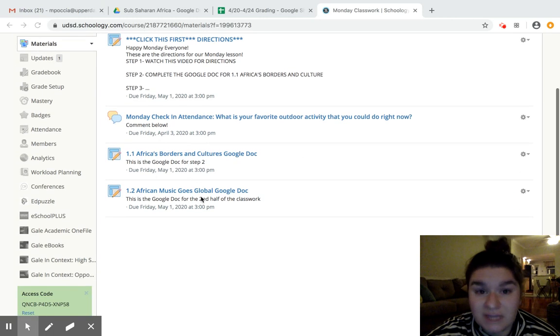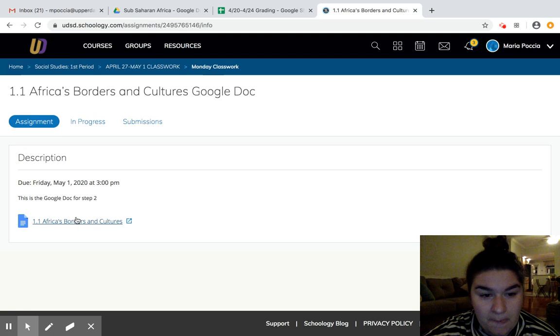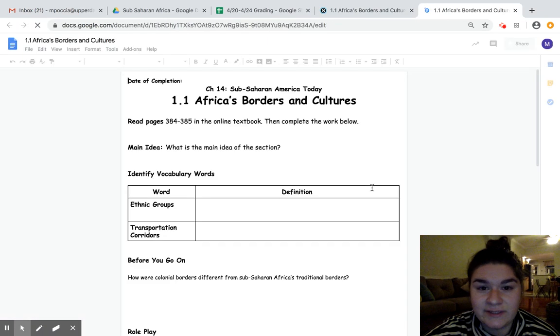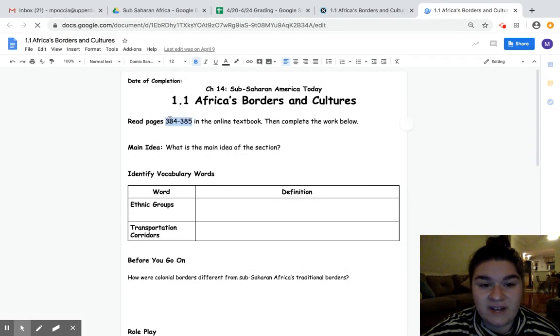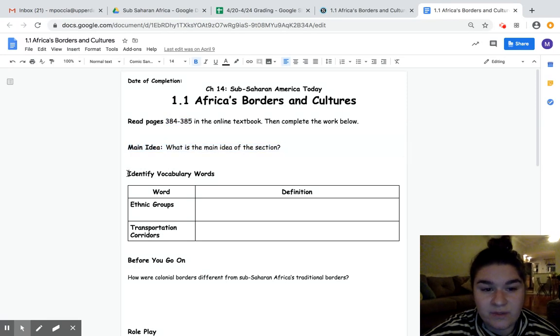So the first lesson is about Africa's borders and culture. So you're going to open up the 1.1 Google Doc. Once it opens, you'll see that it looks like this. It's pages 384 and 385 in the online textbook. I want you to complete the main idea of the section and then the vocab words.